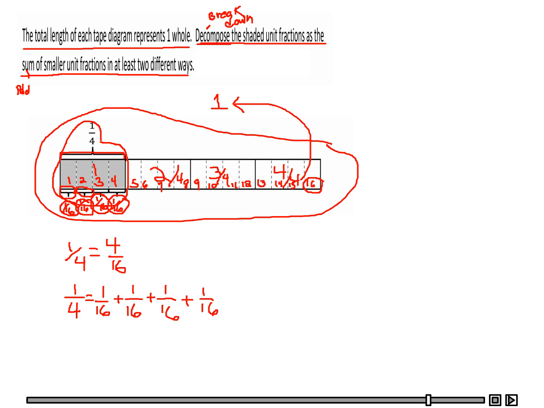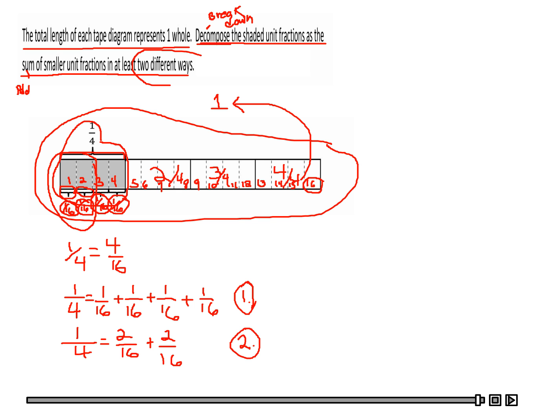Alright, another way we could do it is to say 1/4, and we can just take 2 parts of this. I'm just circling half of that. We could say 1/4 is 2/16 plus 2/16. So this is one way, and this is 2 ways of doing it. So that's what the directions ask us to do, and that's all you have to do with this.